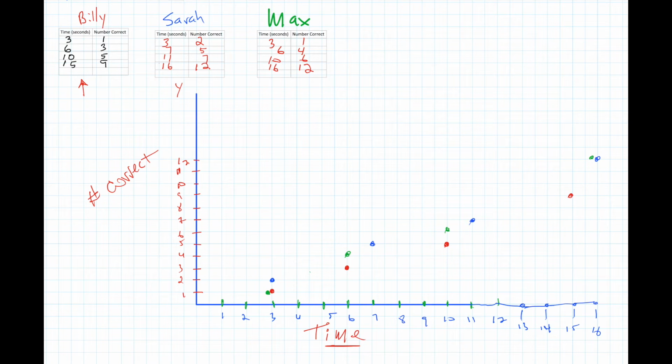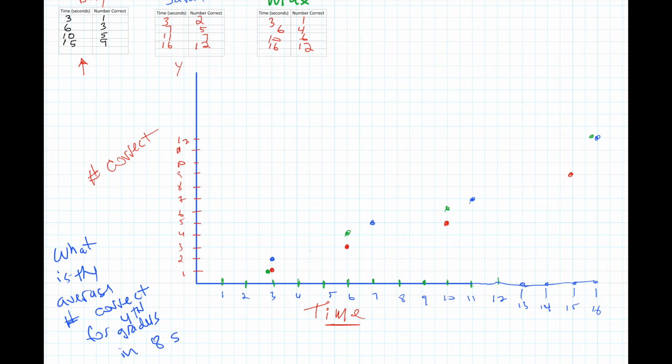Let's say I just have a question like, what is the average number correct for 4th graders in 8 seconds? Do I have a dot at 8 seconds? No, right? And even if I did, let's say it was for 6 seconds. Should I just use the green number? Or the red number?